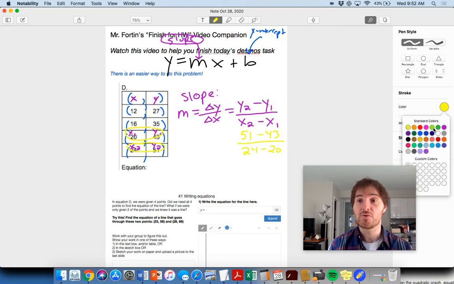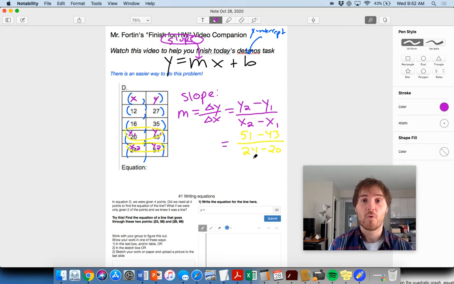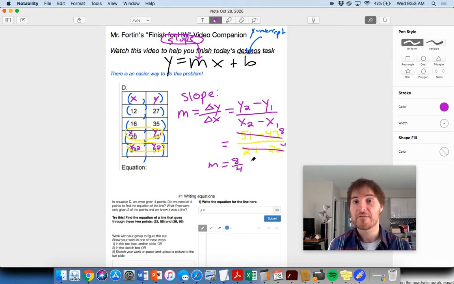And this is going to help us solve for the slope. The change in y is 8, right? 51 minus 43 is 8. 24 minus 20 is 4. So 8 over 4 is our slope. Of course, 8 over 4 is just 8 divided by 4, and so that equals 2. We have our slope right here.